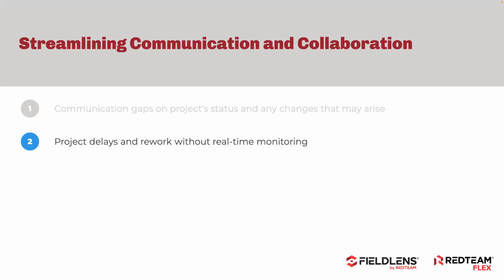The next challenge is project delays and rework without real-time monitoring. Without construction management software, it's very difficult to track progress and activities in real time. Without a central place to access data, information can get lost or miscommunicated. Without real-time monitoring, maintaining consistent quality standards can be challenging. Quality issues may only surface after completion of the work, leading to rework of something that's already been done.